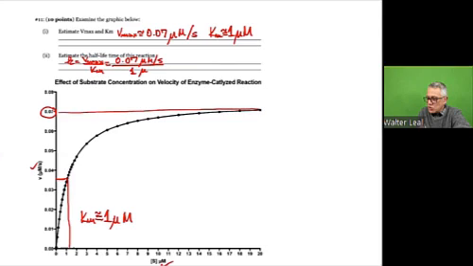So the unit at the end is going to be second minus 1, and 0.07 here, because you don't need a calculator for that one, I guess. So 0.07 second minus 1.